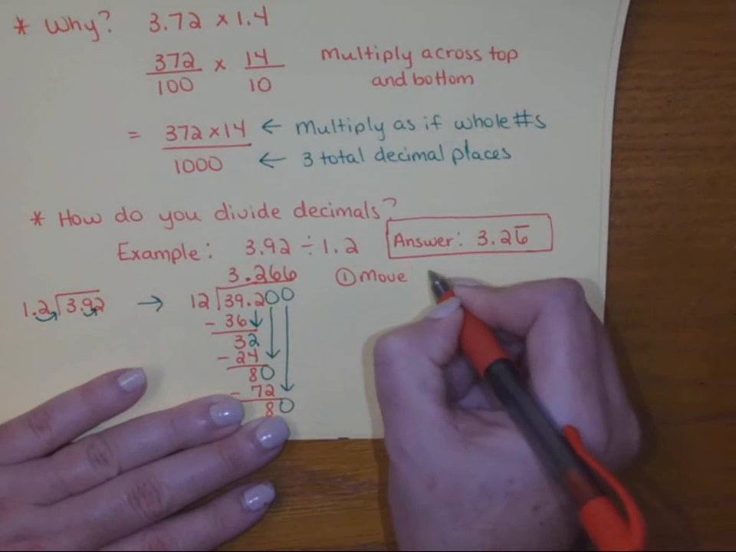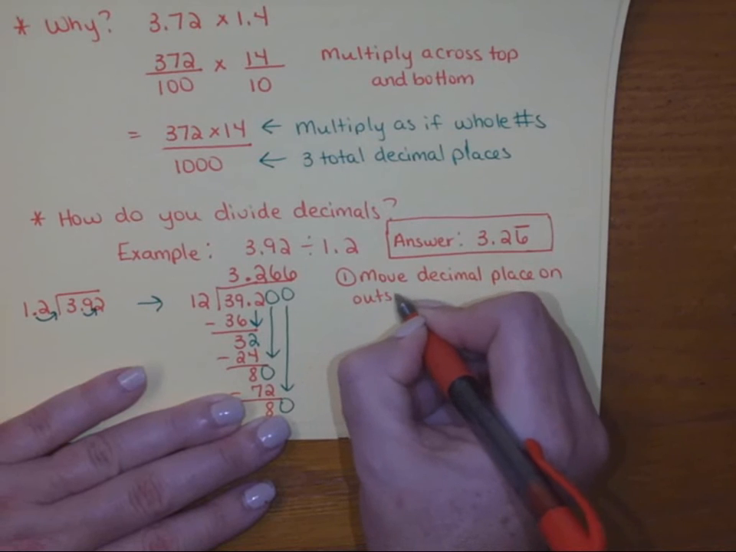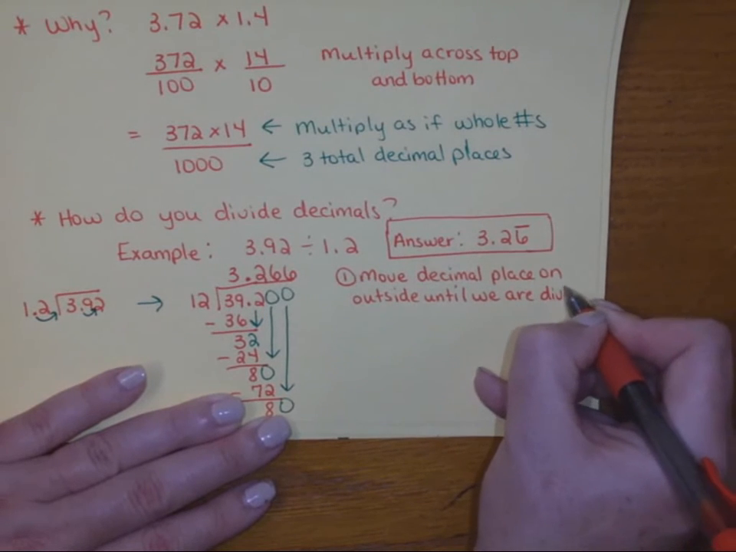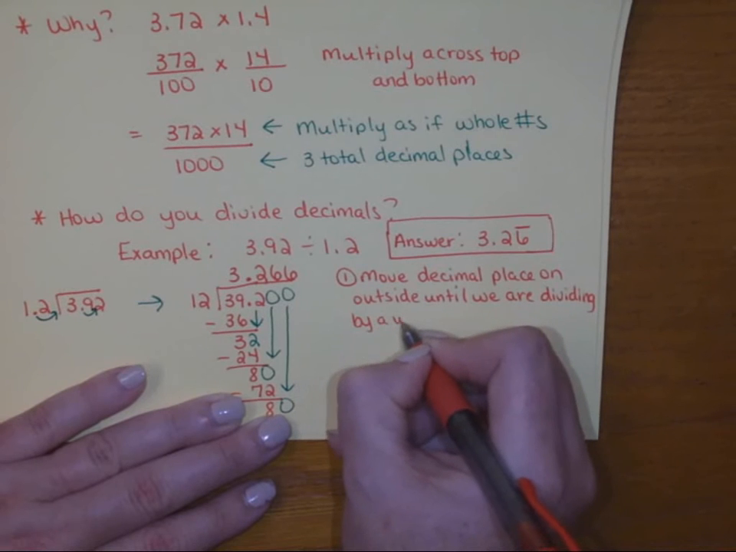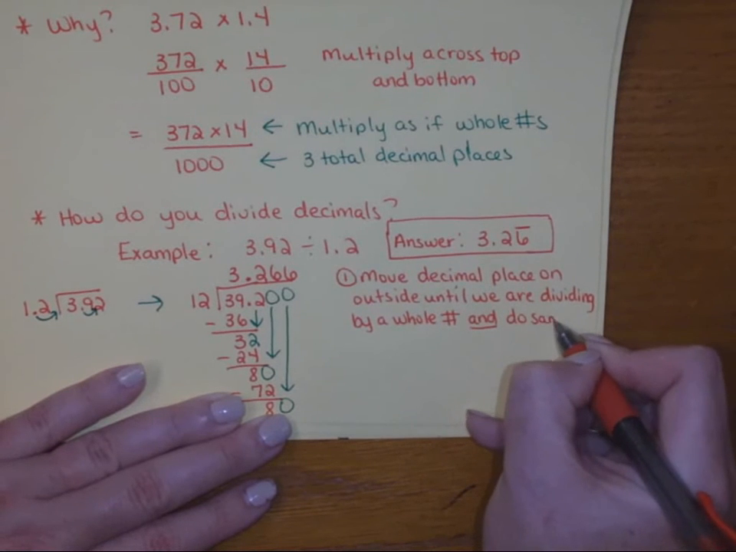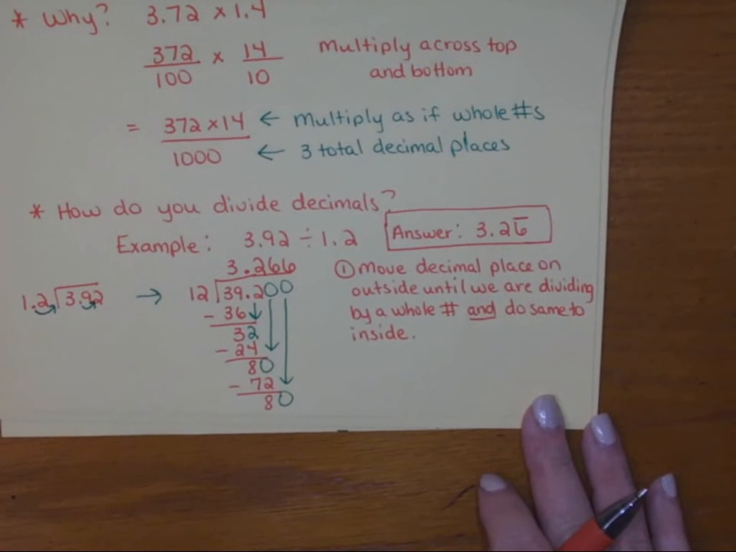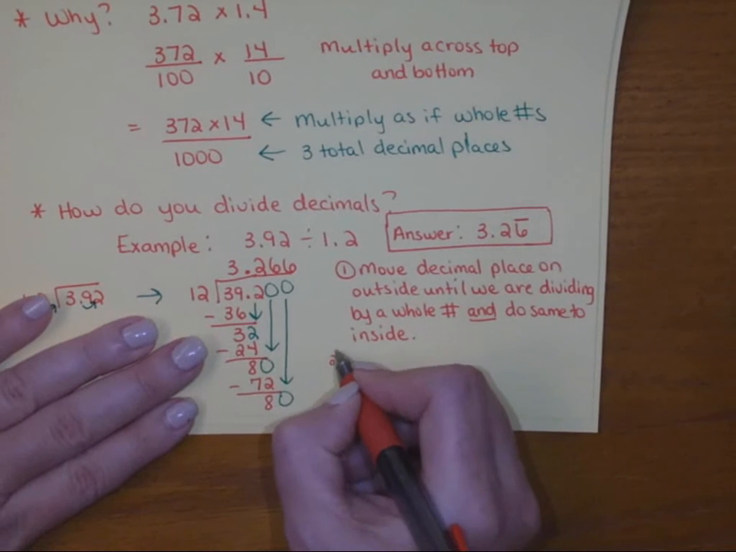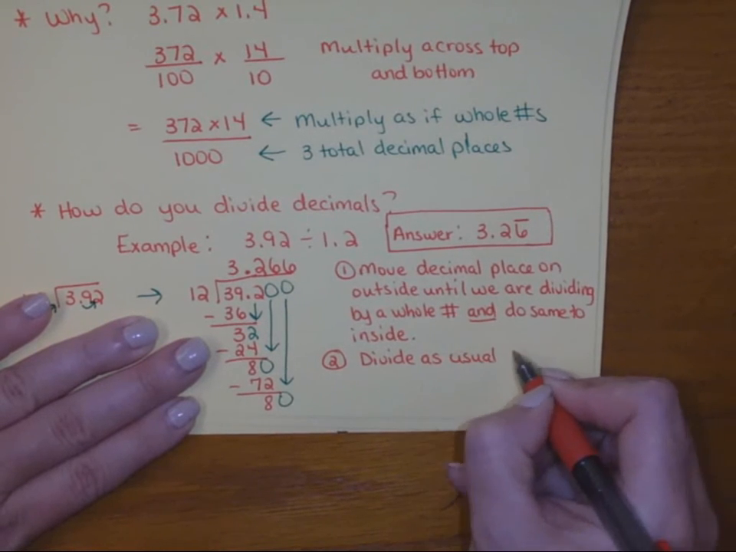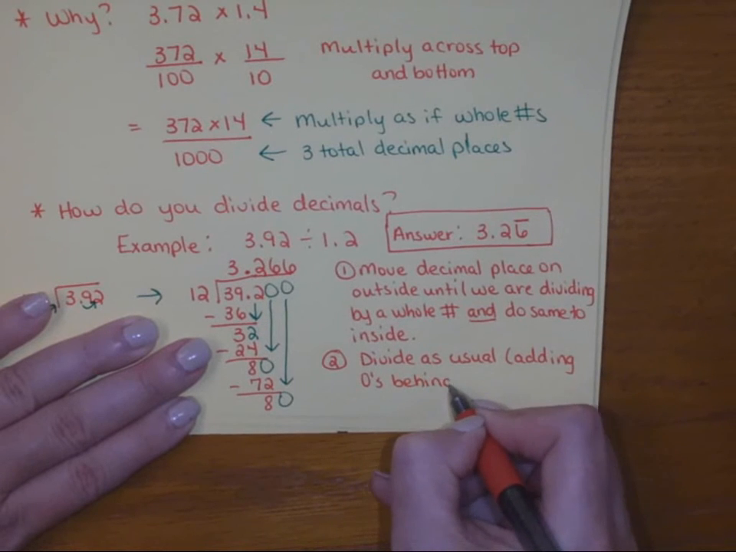All right, so first let's talk about what we did. We moved the decimal place on the outside until we are dividing by a whole number. And we match that on the inside, so I'm going to say do the same to the inside. We do that because it's easier to divide by 12 in this case than it is to try to divide by 1.2. Okay, so number 2 is you divide as usual. And that might involve adding zeros behind the decimal if you need to until you see a pattern.